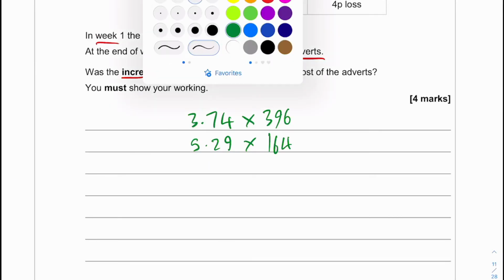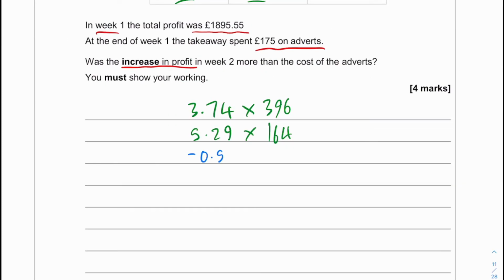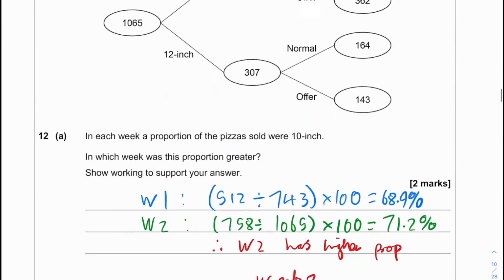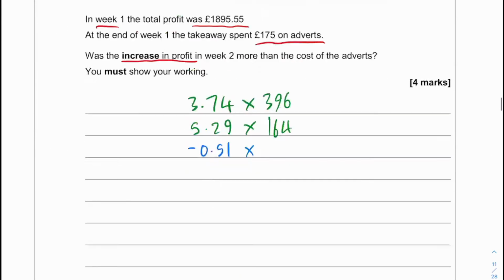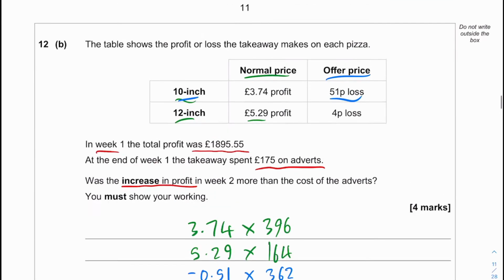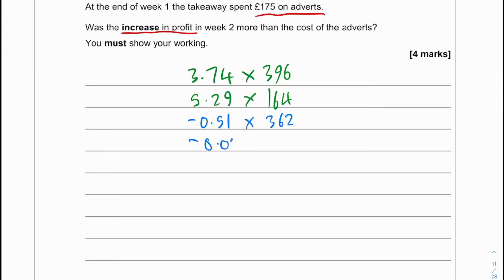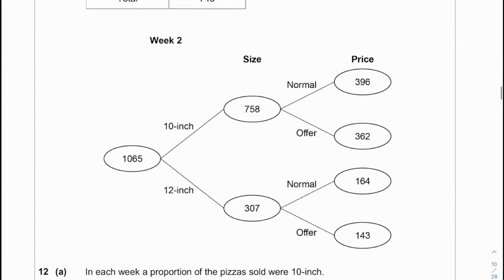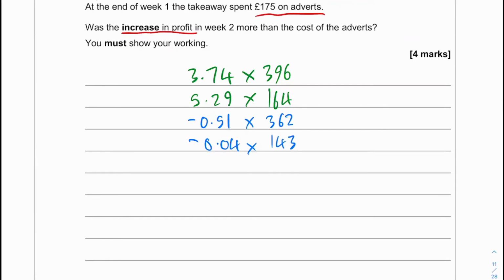Okay, so we've then got the losses. So we've got on the offer price for 10-inch a 51p loss, so we've got negative 0.51 multiplied by 10-inch for offer, so 362. And we've then got the other offer, which is a 4p loss for the 12-inch on the offer price, so we've then got negative 0.04 multiplied by the 12-inch on the offer, so 143. Okay, so we need to work out all of these values and then add them together.